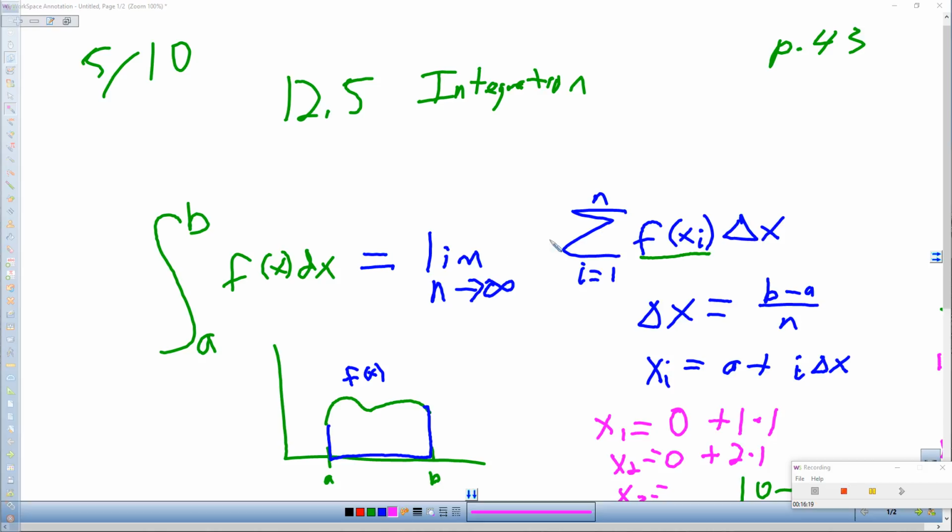So overall we're breaking it into an infinite number of parts. We're adding up the area of each one of these parts. That's what this part does. This says the height of our part times the width of the part.